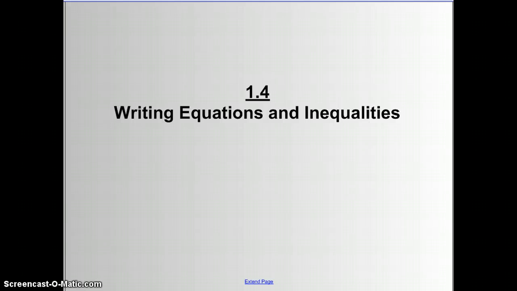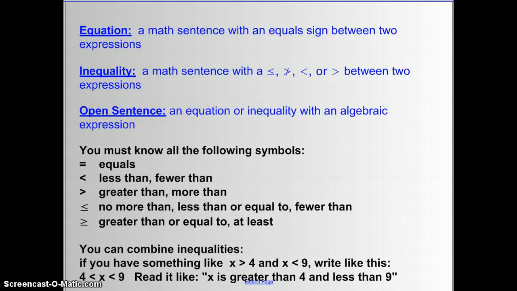This is section 1.4, writing equations and inequalities. First, we need to understand what these things are. An equation is a math sentence with an equal sign between two expressions. Remember before, in the earlier sections, we were just dealing with expressions: 3 plus x divided by 8, 3x times 4. Those are expressions because there was no equal sign there. Once you have an equal sign with two expressions on either side, it becomes an equation.